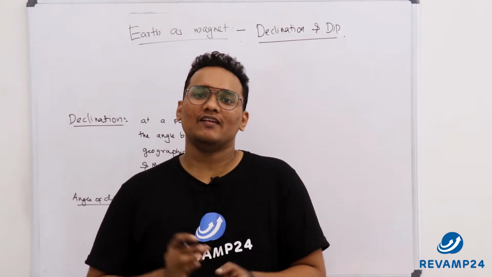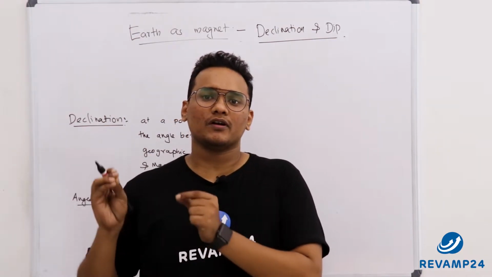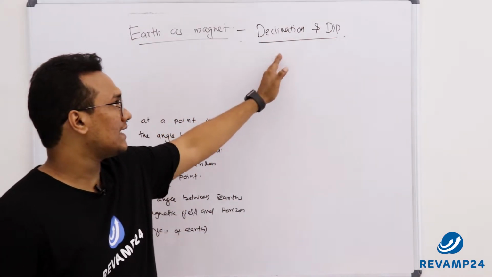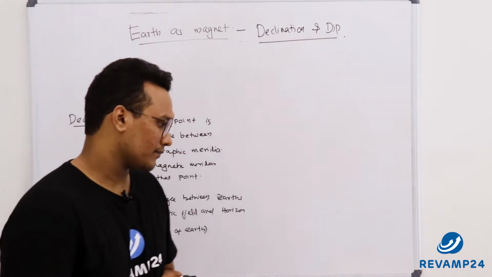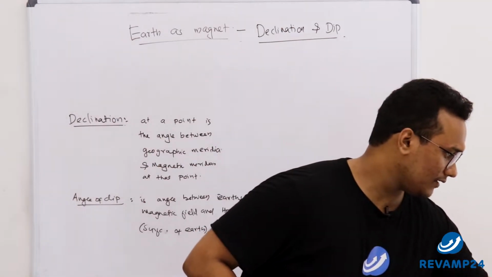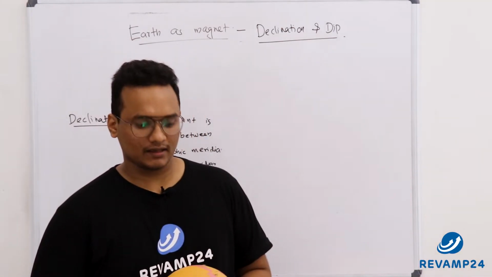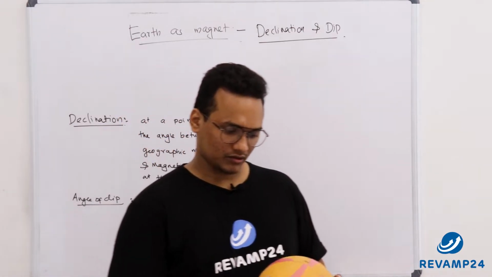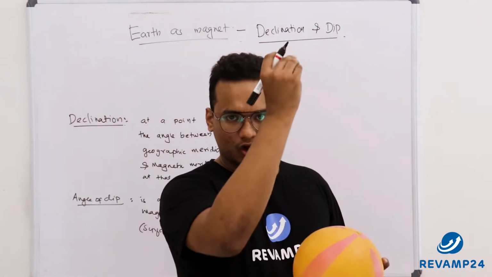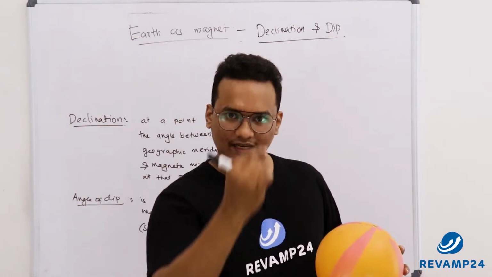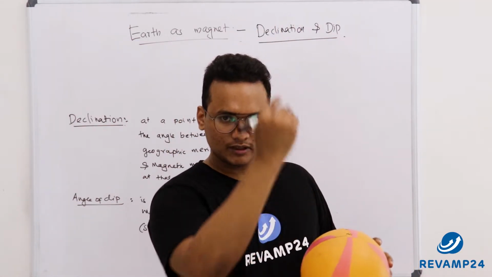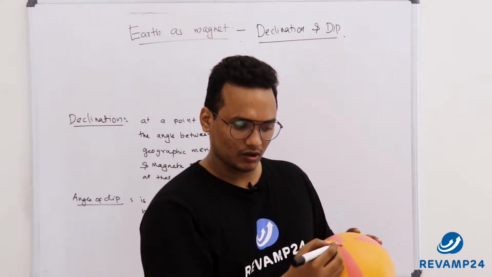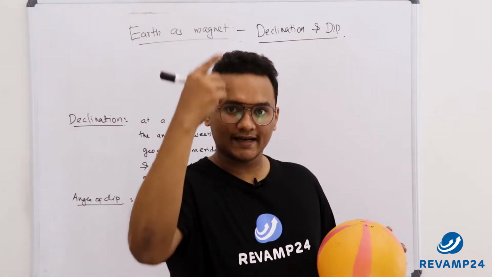In this video, I will explain two very important concepts from Earth as a magnet, that is declination and dip at a point. In the previous video, we learned about the magnetic north and geographic north. Geographic north is the topmost position on the axis of rotation of Earth.